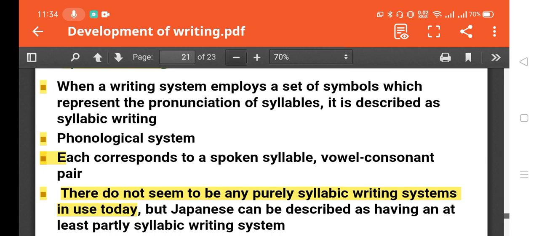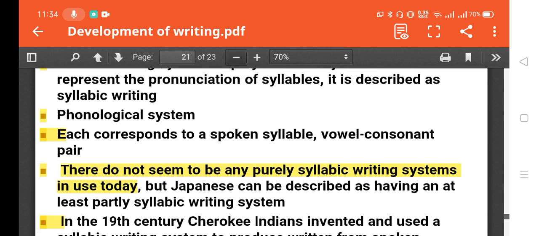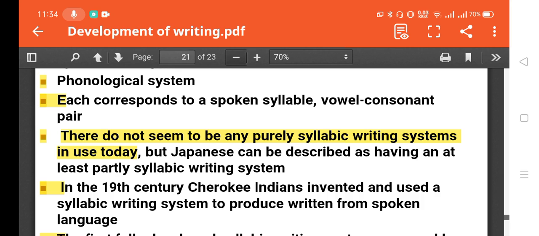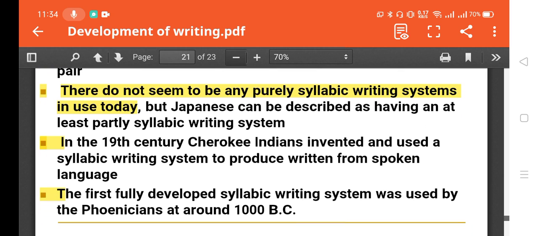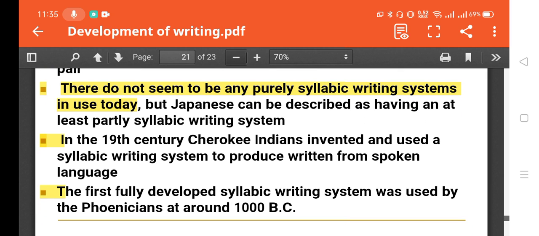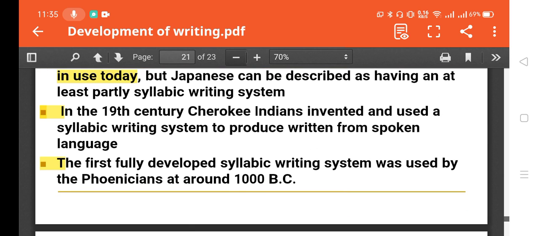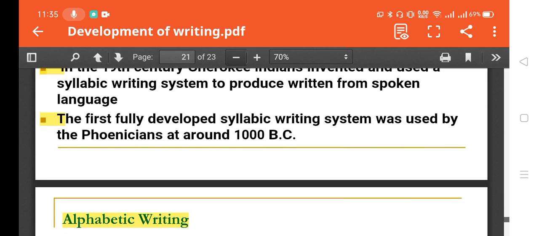Phonology treats sounds as an abstract entity, and each corresponds to a spoken syllable, vowel, consonant pairs, we'll see. There do not seem to be any purely syllabic writing systems in use today. But Japanese can be described as having at least a partly syllabic writing system. In the 19th century, the Cherokee Indians invented and used a syllabic writing system to produce a written form from spoken language. And the first fully developed syllabic writing system was used by the Phoenicians around 1000 BC.